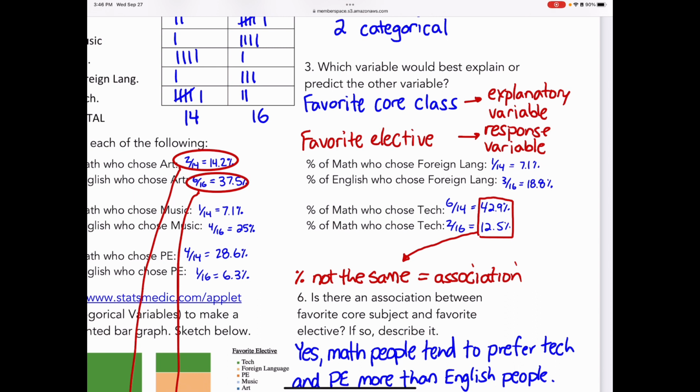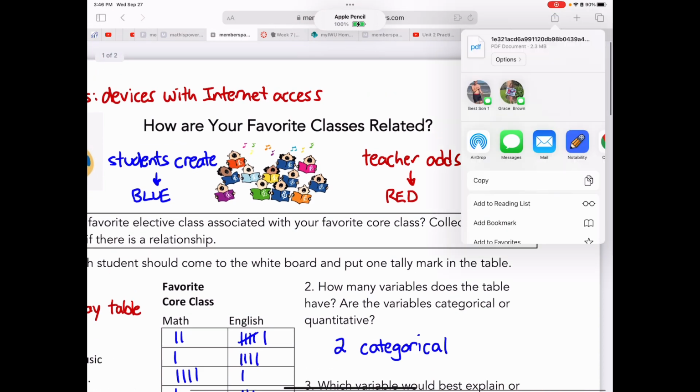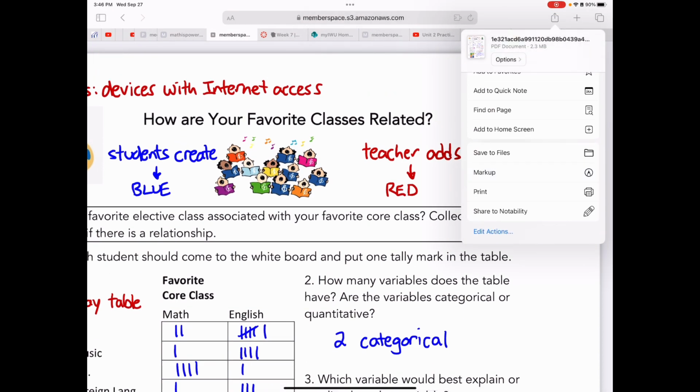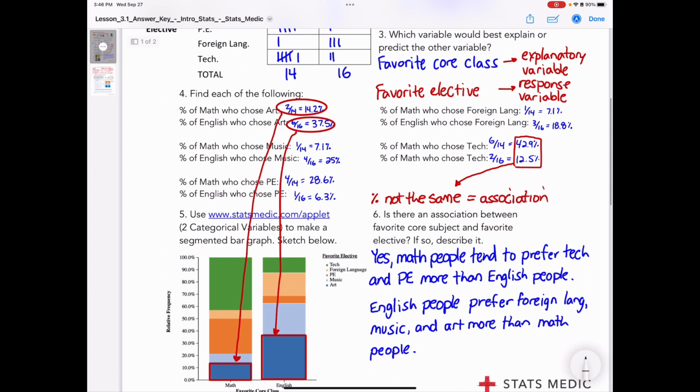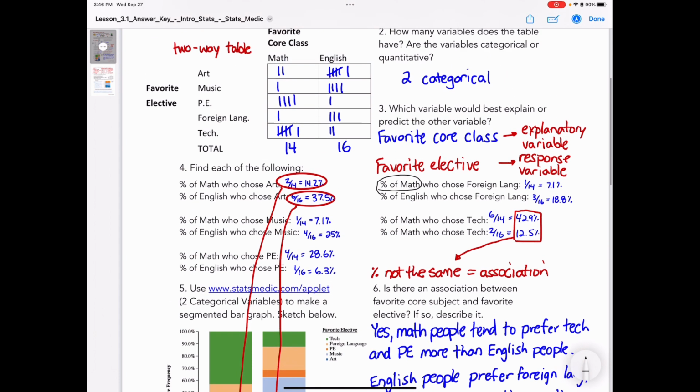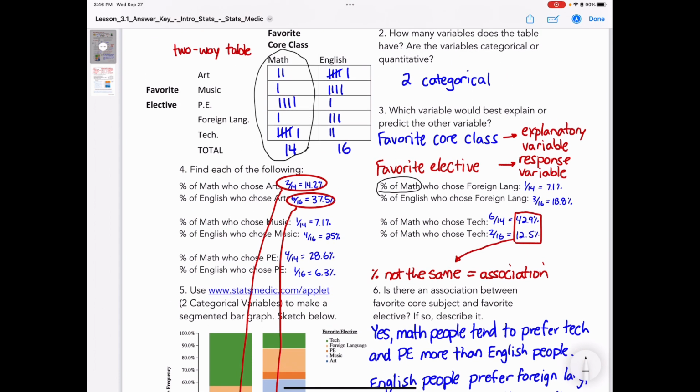So the first one says, what's the percentage of those who choose a foreign language? Okay, this is to kind of review what we had in our first unit's lesson. So let's go ahead and remind you how to do that. It says percentage of math, so that means the only thing I want in this is math, who choose a foreign language. So that's going to be 1 who is foreign language over the math of 14.